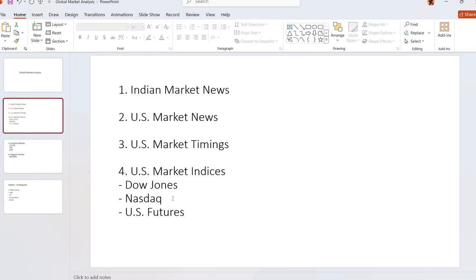Before Indian markets open, check whether the Dow Jones and Nasdaq are positive or negative. If they are positive, then there are high chances that the Indian market may open positive the next day. And if they are negative, there are high chances that the Indian market may open negative the next day. While our markets are open, US futures trade. If there is a sudden fall in the Indian market, check US futures as well.